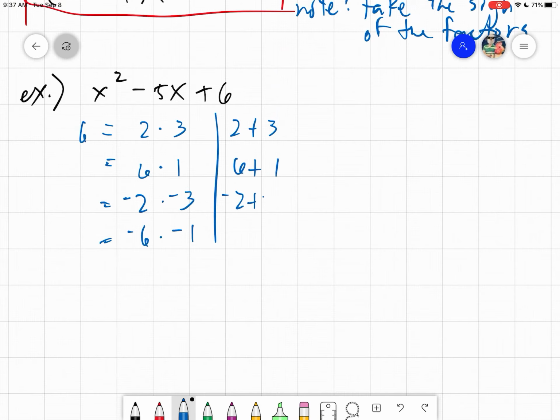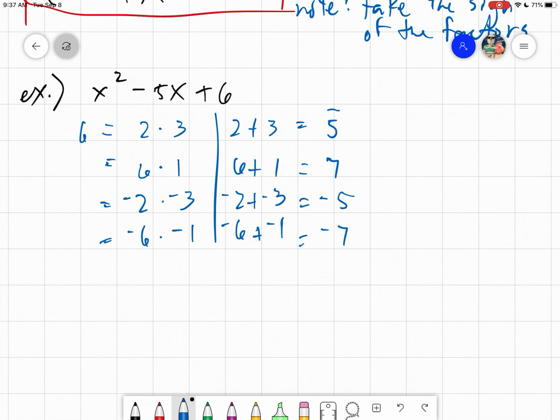So you will have 2 plus 3, 6 plus 1, negative 2 plus negative 3, and negative 6 plus negative 1. Okay? So again, you will add them up, find the sum. 2 plus 3 is 5, 6 plus 1 is 7, negative 2 plus negative 3 is negative 5, negative 6 plus negative 1 is negative 7.